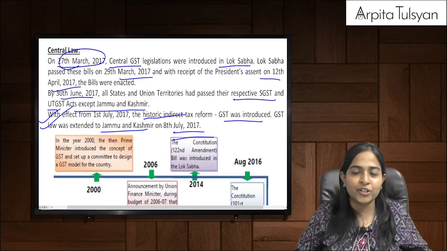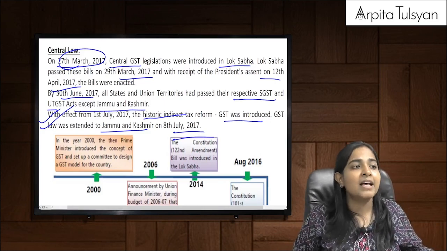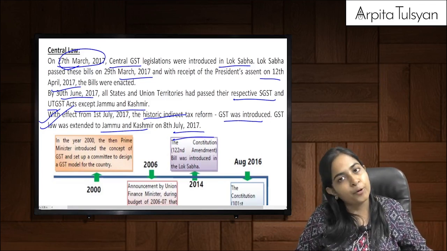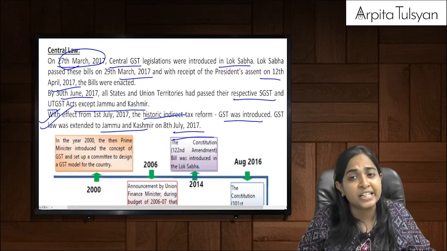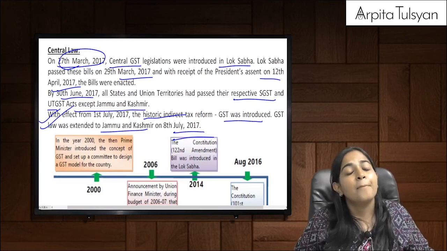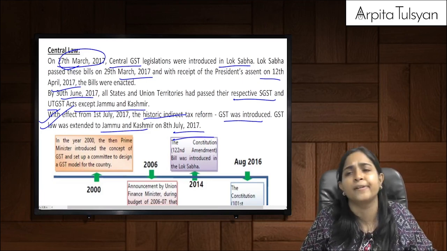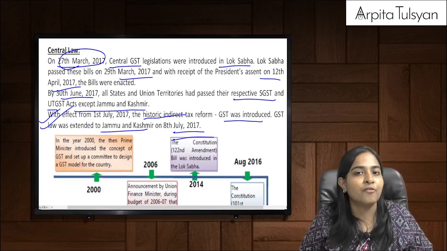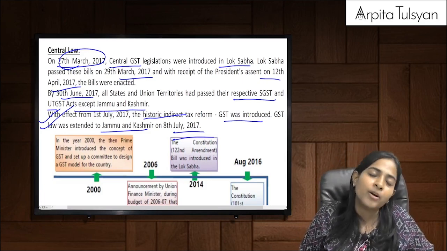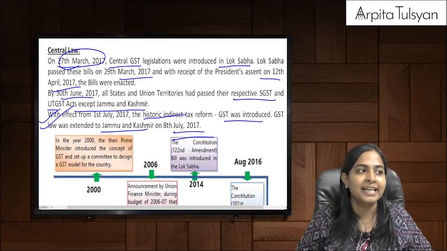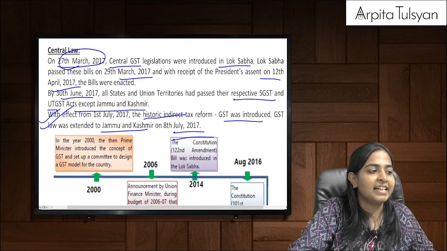First, your constitution amendment was done. After that, the central GST legislations were formed. Okay, that was approved. After that, the respective states made their own legislations. And by 1st July 2017, we were all ready. And so on that particular date, this entire GST was introduced. And Jammu and Kashmir also, it was applicable, but with effect from 8th July 2017. Very, very clear with this.